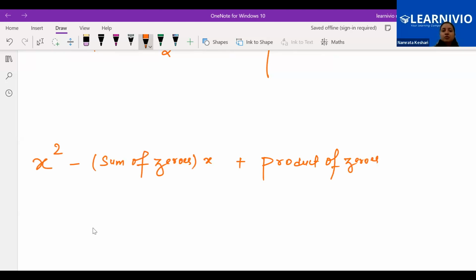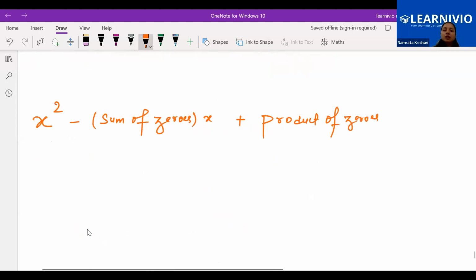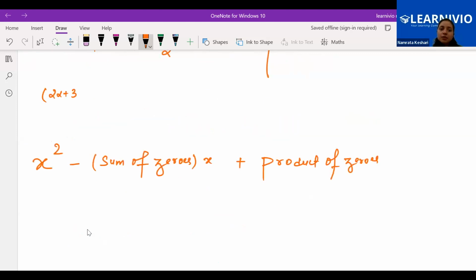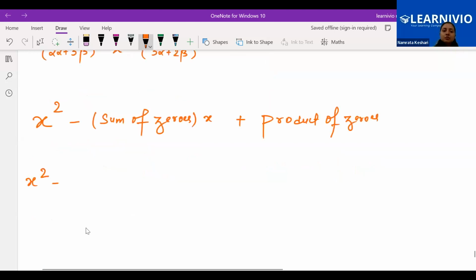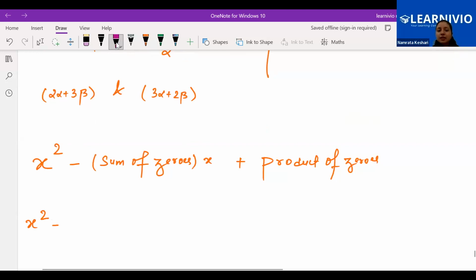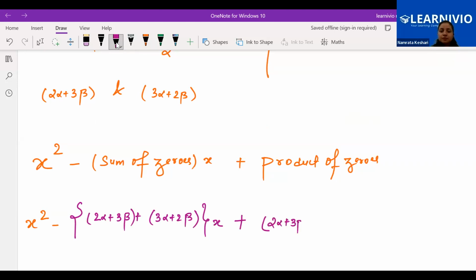The zeros are given in the question, that is 2 alpha plus 3 beta and 3 alpha plus 2 beta. Directly we will substitute the sum of these two and then the product of these two. So let's do it. X square minus, according to the formula, find the sum of the zeros and multiply x with that. So let's find the sum: 2 alpha plus 3 beta plus 3 alpha plus 2 beta, that is 5 alpha plus 5 beta. Basically we are just adding these two zeros and then we will be multiplying these two zeros, and we are trying to make the polynomial.